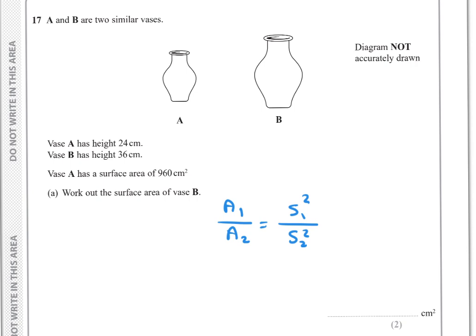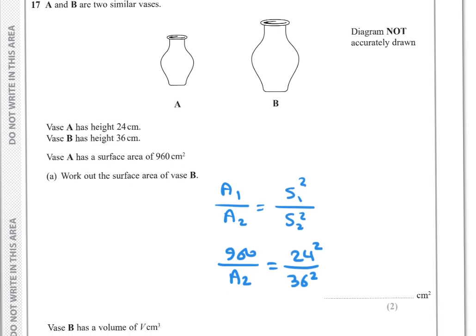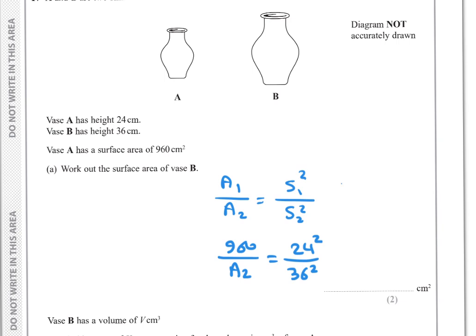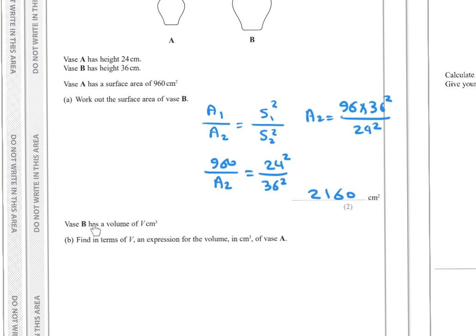So the area for vase A, which is 960, over the area of vase B, which is area 2, equals the height of vase A, which is 24, squared, over the height of vase B, which is 36, squared. Now cross multiply. So area 2 equals 960 times 36 squared divided by 24 squared, which equals 2160 centimeters squared.